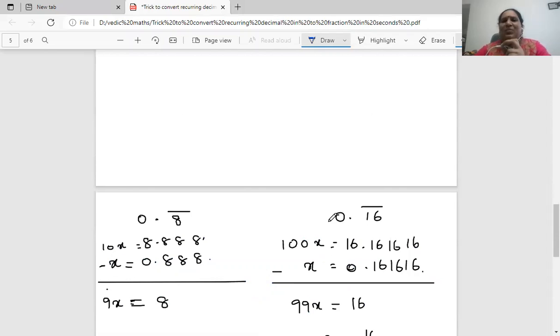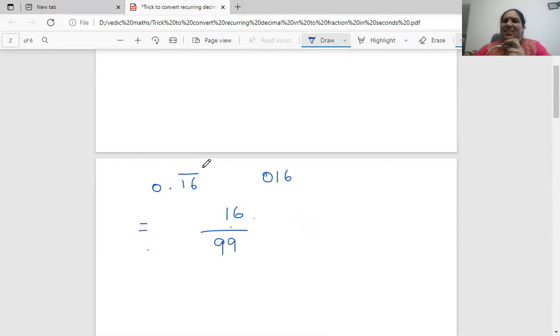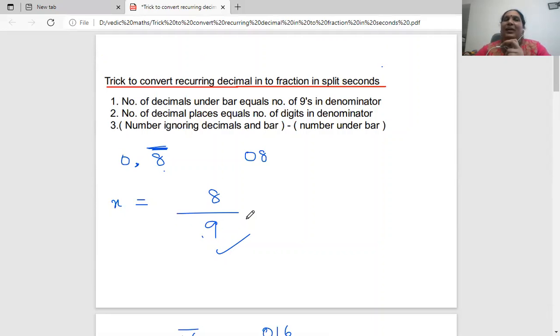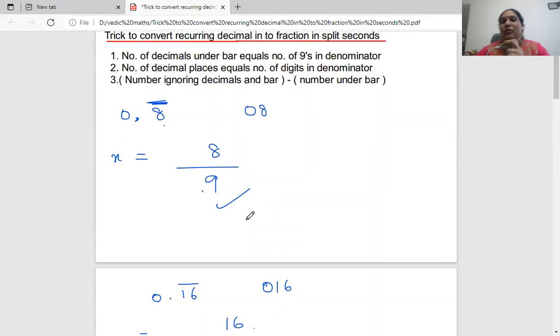And that too with one small trick: the number of decimals under the bar should equal the number of nines in the denominator. Ignore the decimal and bar, and that's how you get your numerator. This trick will help you get your answer in a split second, and it will also help you come out of the confusion of which two x values we need to subtract.